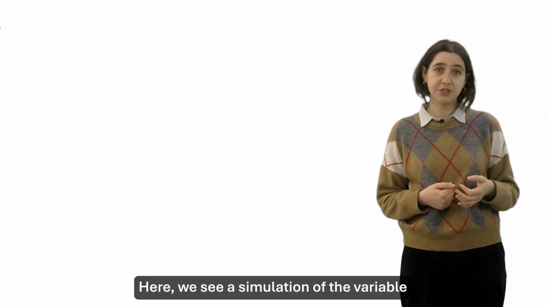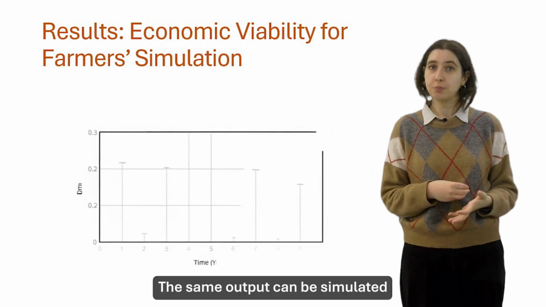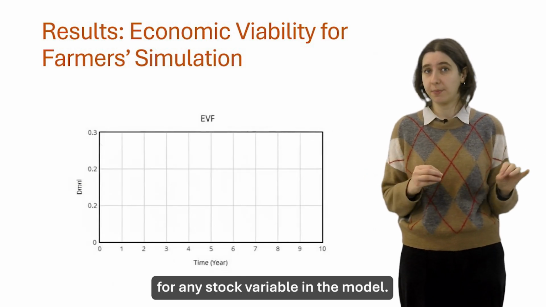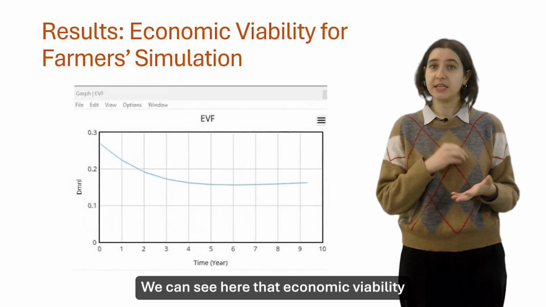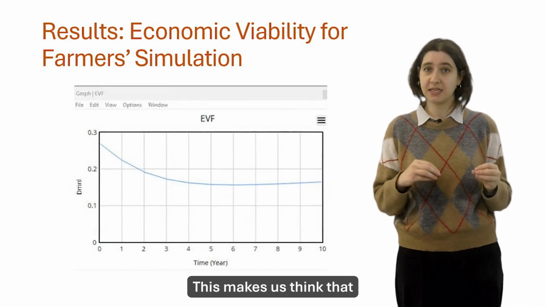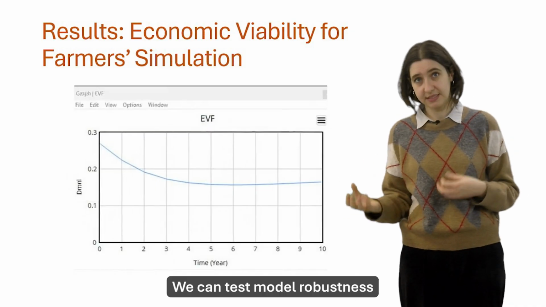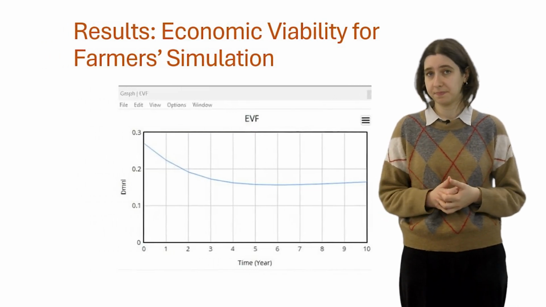Here we see a simulation of the variable of economic viability for farmers. The same output can be simulated for any stock variable in the model. We can see here that economic viability decreases over time, but gradually. This makes us think that the result is realistic. We can test model robustness with sensitivity analysis.